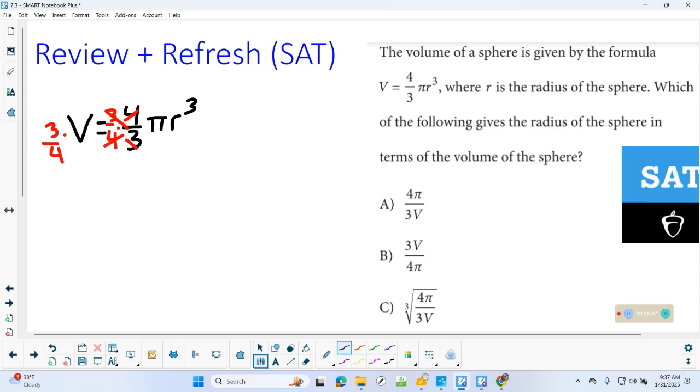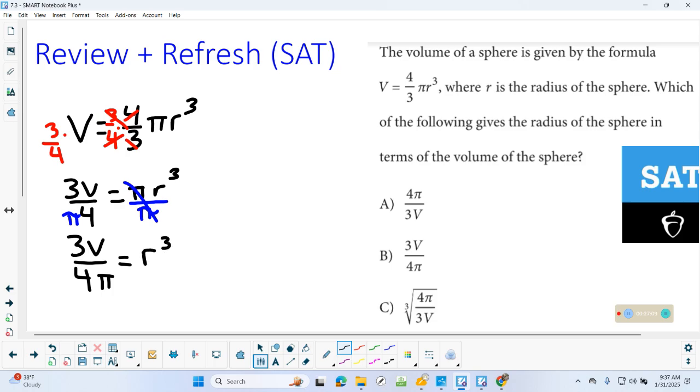Okay, so here's where I'm down to 3v over 4 equals pi r cubed. This is just obnoxious because you got so much stuff to cancel. How are you going to get rid of the pi? What gets rid of pi? Divide, I heard it. So I'm going to put a pi down here. We're going to divide that off. Now again, you probably could do more work. You know, I live for work, so I'm down to 3v. I usually put the number first. I'm going to put 4 pi.